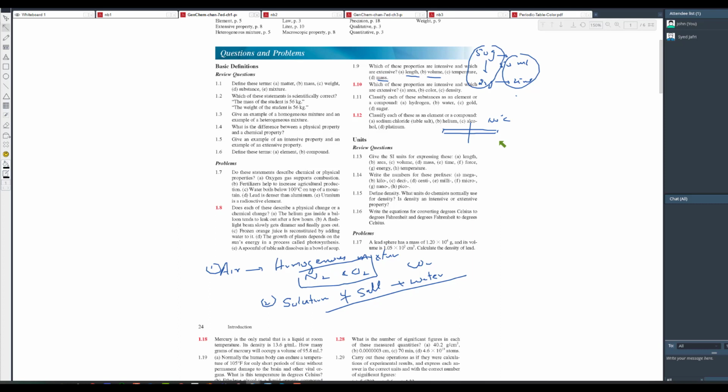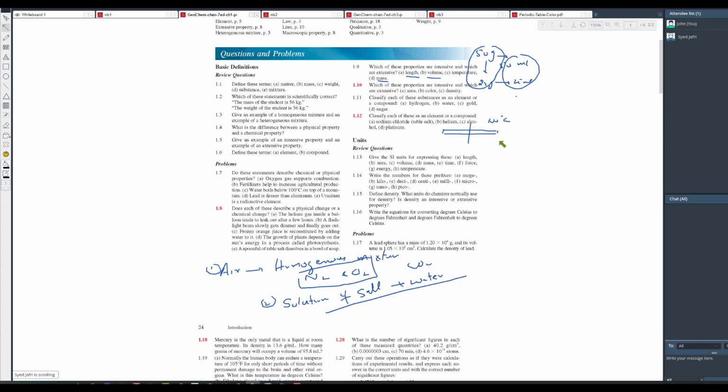Okay, now let's go to question number 1.11. Classify each of these substances as element or compound. A is hydrogen. We could think of H2, but the formula is H2. It would be an element, yes, because even though it's a molecule, both atoms are the same.